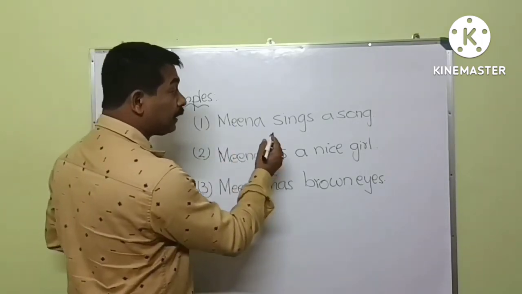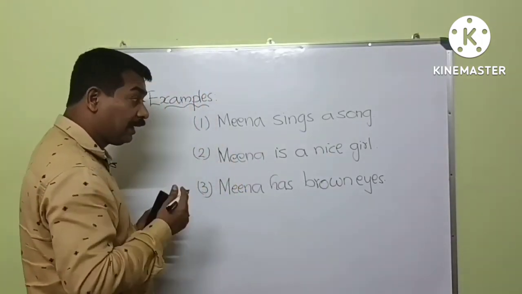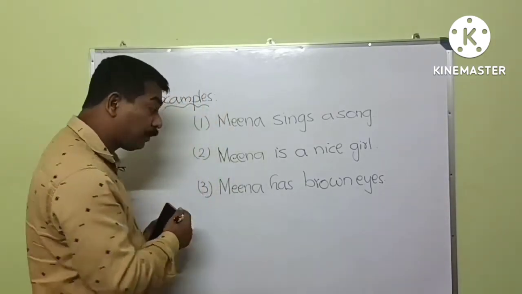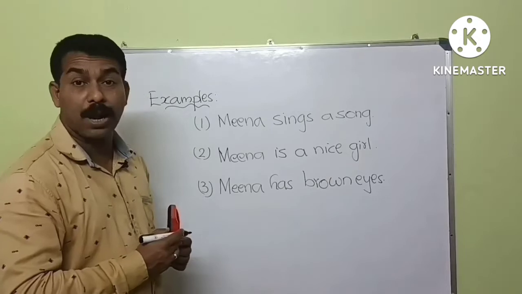Example number 1, Meena sings a song. Example number 2, Meena is a nice girl. Example number 3, Meena has brown eyes.